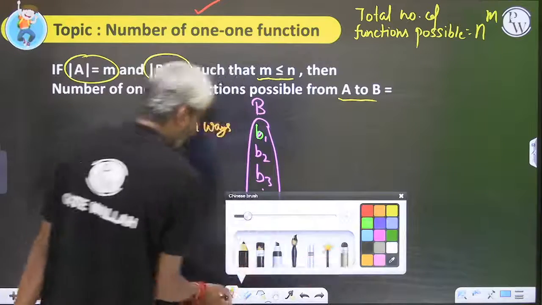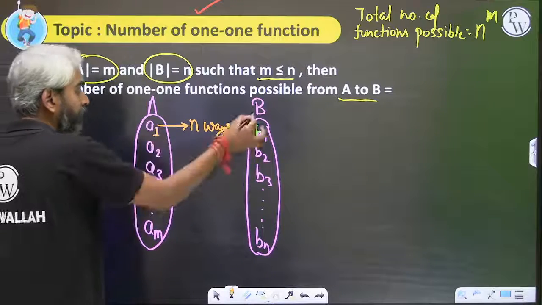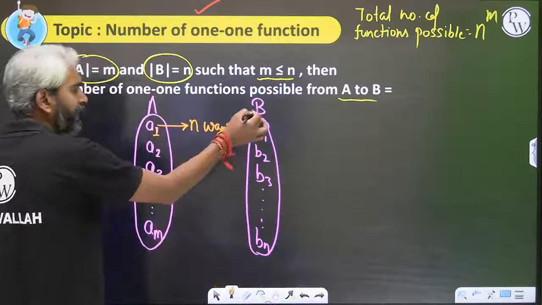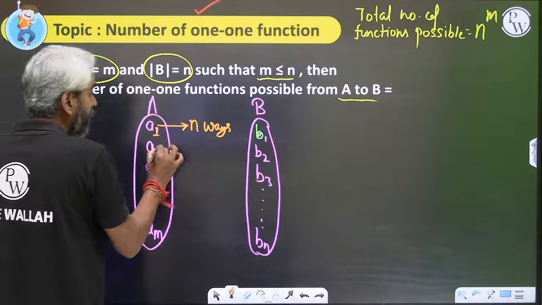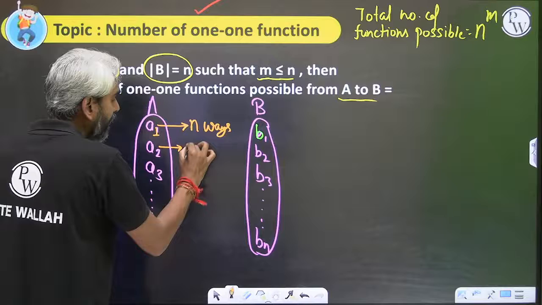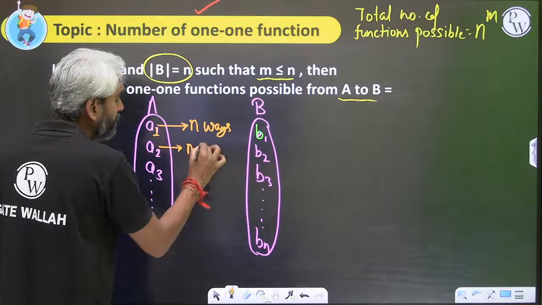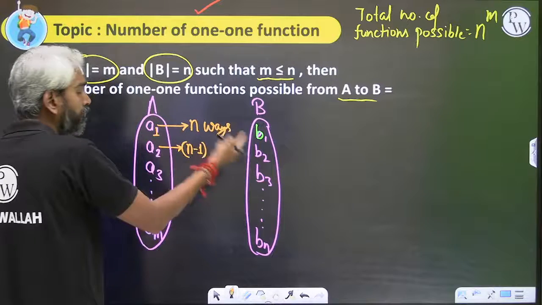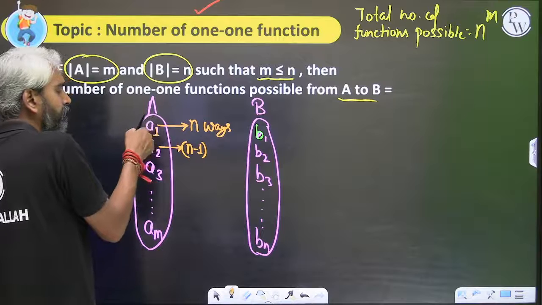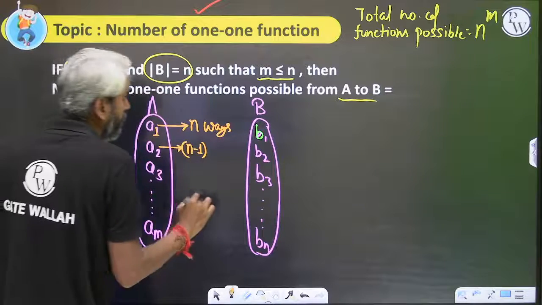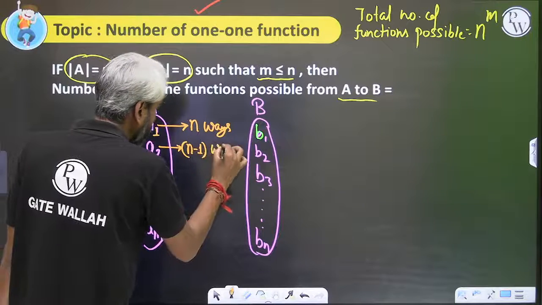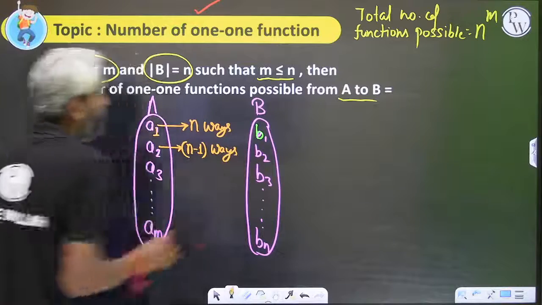So if A1 has already mapped with one of those n elements, then for A2 we will have only n minus 1 choices, because the element A2 cannot map with the element with which A1 has already mapped. So, for element A2, we will have n minus 1 choices.